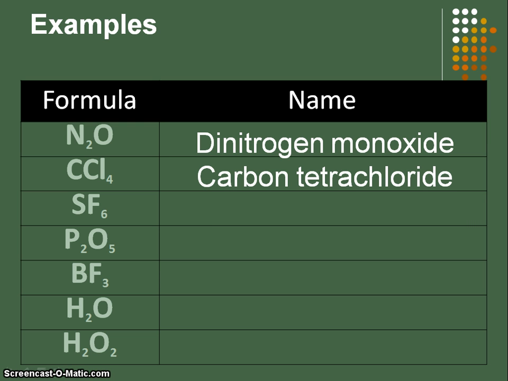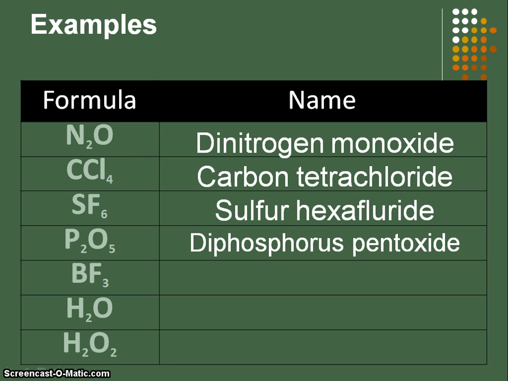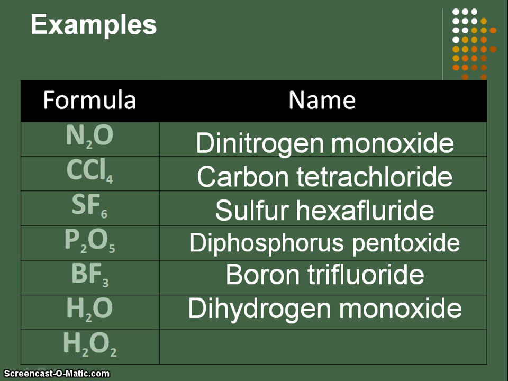Followed by carbon tetrachloride, sulfur hexafluoride. Spelled incorrectly, but it's okay. The next one, diphosphorus pentoxide. Notice the penta had the A dropped and was also blended in, and you'll see that with most names that start with vowels. Boron trifluoride. You all should be familiar with the next one, water's name, dihydrogen monoxide. Again, di meaning two hydrogens and mono for one oxygen, compared to H2O2, which is dihydrogen dioxide, commonly known as hydrogen peroxide.